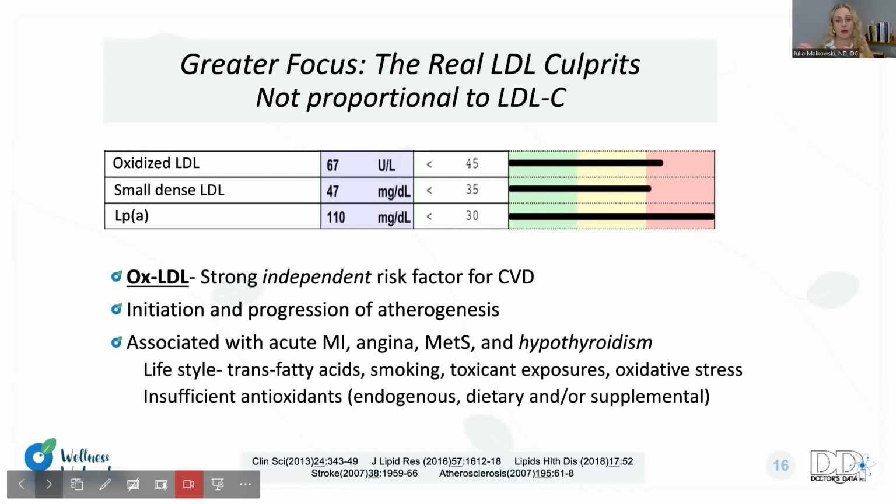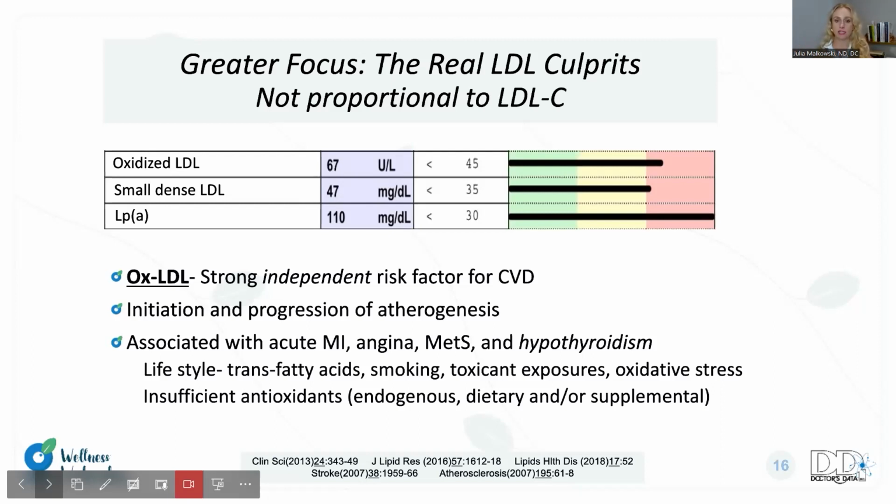So you want to think about their lifestyle, whether they're smoking. We know smoking is an independent risk factor. Toxins, oxidative stress, things of that nature. Because that oxidized portion of the LDL is that which will be brought in to create the atherosclerotic plaques themselves. So this is the initiation and the progression of atherogenesis.